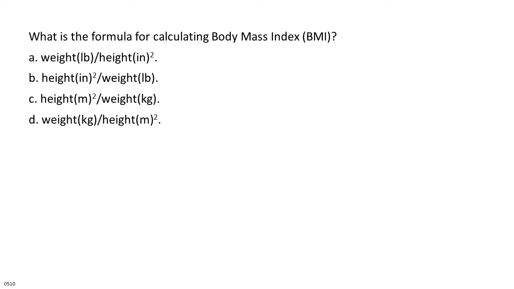What is the formula for calculating body mass index, BMI? A. Weight, in pounds, divided by square of height, in inch. B. Square of height, in inch, divided by weight, in pounds. C. Square of height, in meter, divided by weight, in kg. D. Weight, in kg, divided by square of height, in meter.